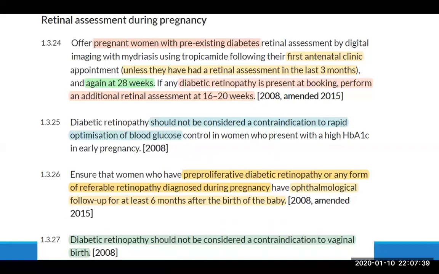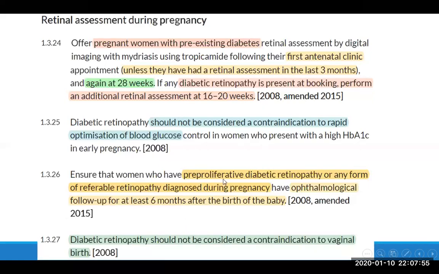If no diabetic retinopathy, we must check it twice during the pregnancy, once at the first antenatal visit and another one again at 28 weeks. And of course, diabetic retinopathy should not be considered a contraindication to rapid optimization of blood glucose.